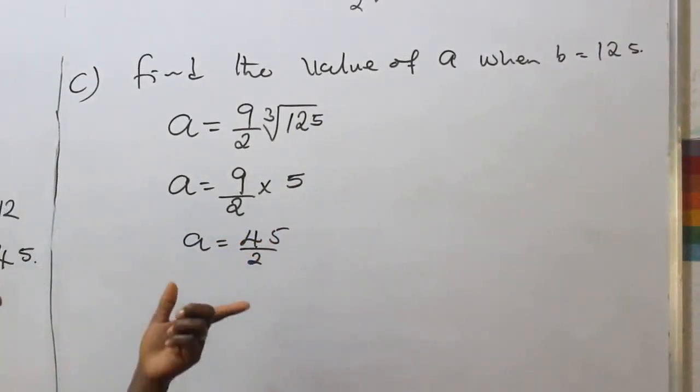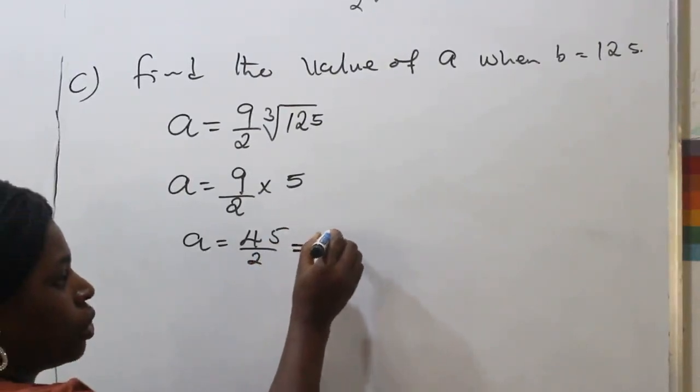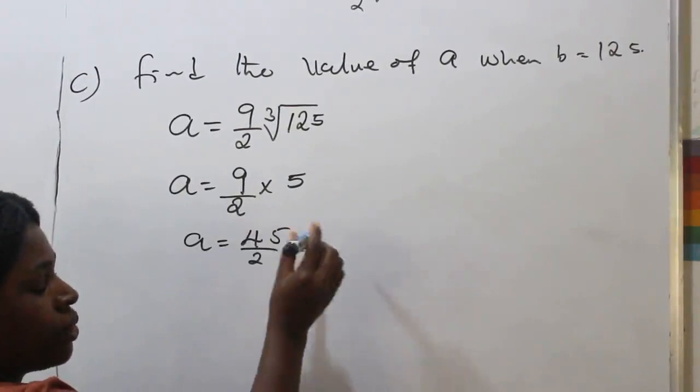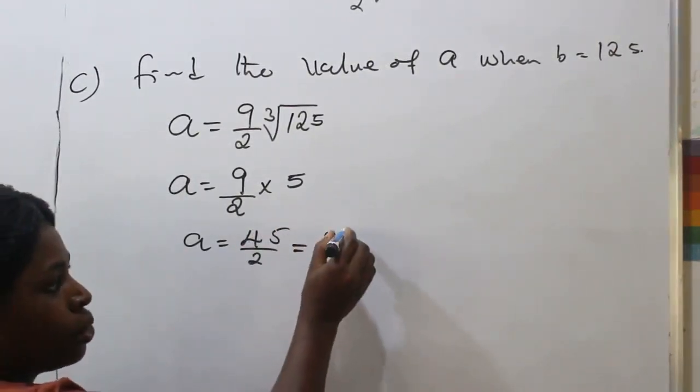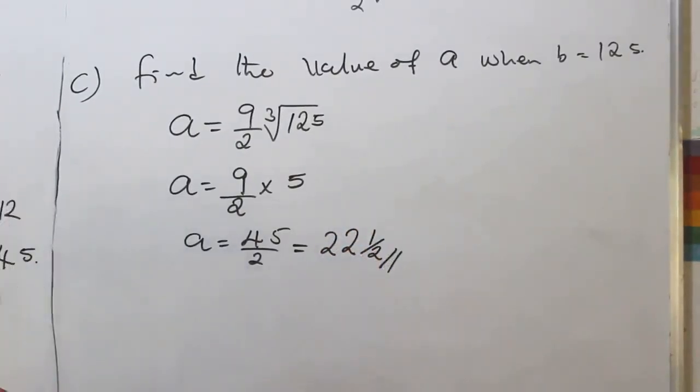So we cannot leave our work like this, which is improper. So we now change it to what? To mixed fraction. 2 into 4 is 2. 2 into 5 is also 2 remainder 1 over 2. In case you have forgotten how to convert to mixed fraction.